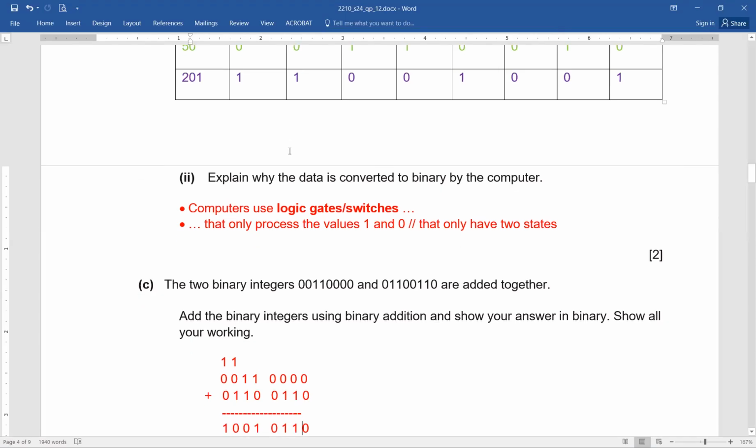0, 0 is a 0. 0, 1 is a 1. 0, 1 is a 1. 0, 0 is a 0. Isn't it easy? As far as this nibble is concerned, that is easy. Now let's move to the next nibble. 1 plus 0 is a 1. 1 plus 1 is 0 with a carry of 1. 1 plus 1 is 0 with a carry of 1. And 1 plus 0 is a 1.